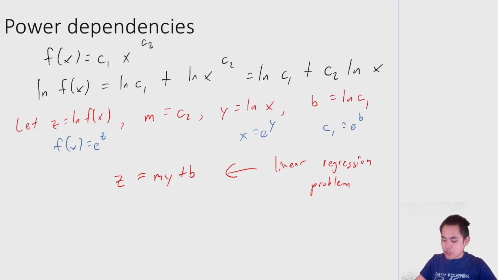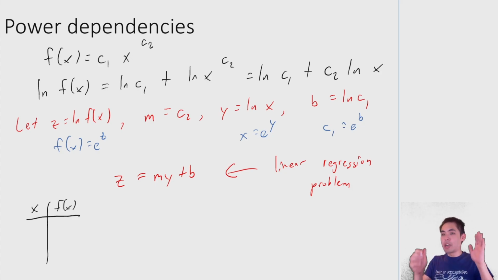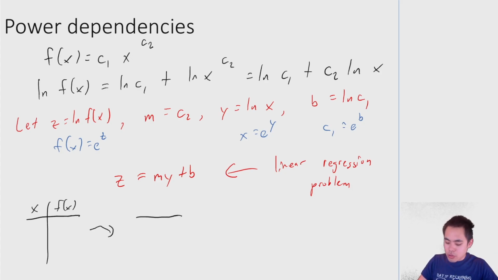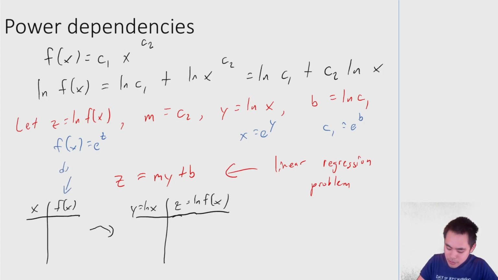Okay, so what have we done? Here our original set of variables were x and f of x, right? So that was our independent variable and our dependent variable. And now we've converted it into a new system, which has new variables. y is equal to natural log of x, and z is equal to natural log of f of x. So here, this was dependent, and this was independent. Here we have a new system where that's independent and that's dependent.